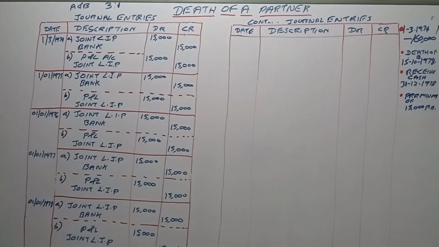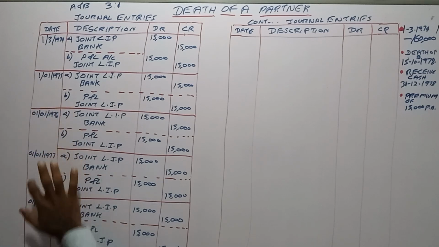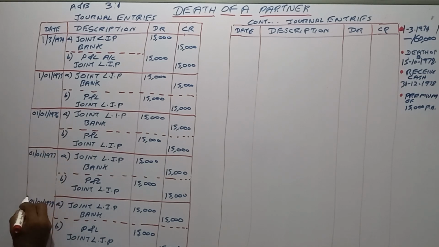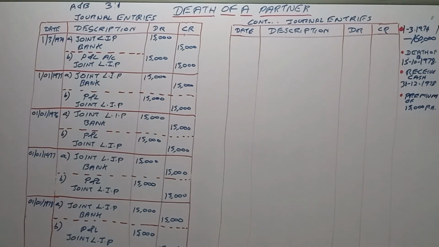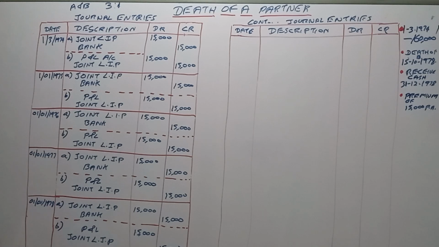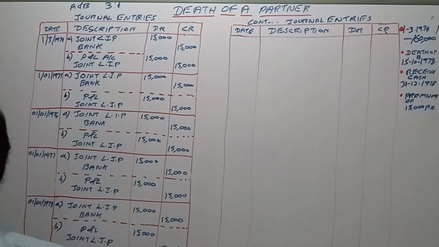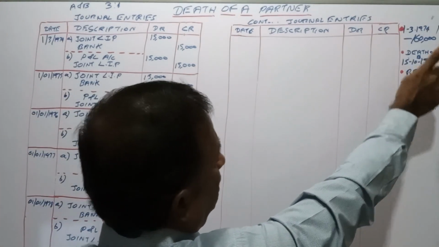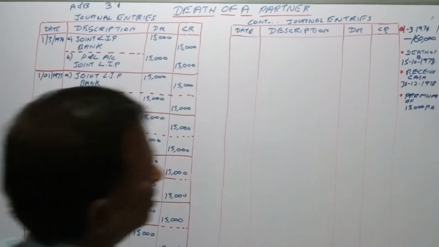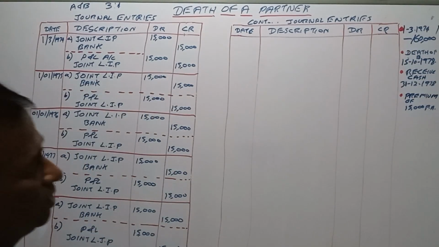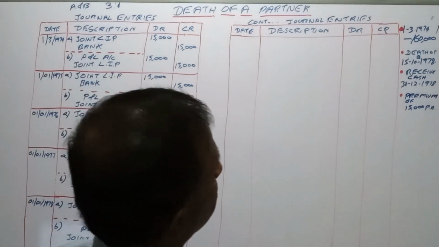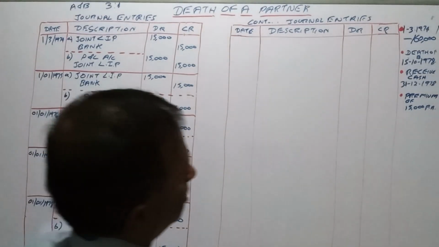So up to 5 years we have made the payment, right? This is the journal entry for the whole period until his death, right? His death took place on 15th October 1978. So every January we are making the payment, right?